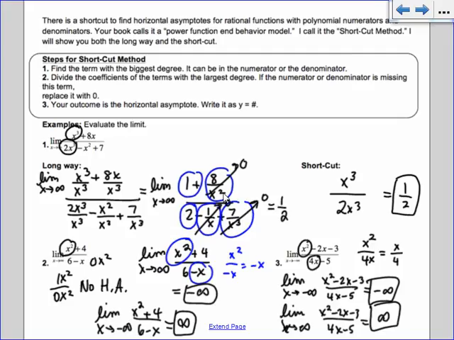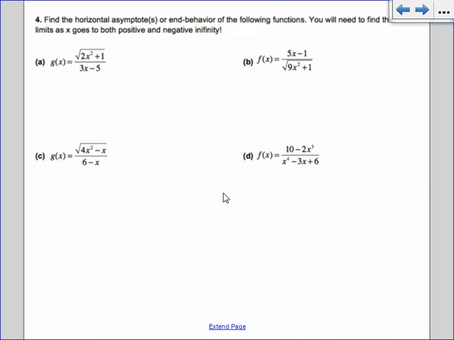All right, so the book calls this power function end behavior model. It's basically saying it reduces down to an x to the first. So you look at your largest degree in each of them and you say, okay, the new degree is going to be x to whatever.